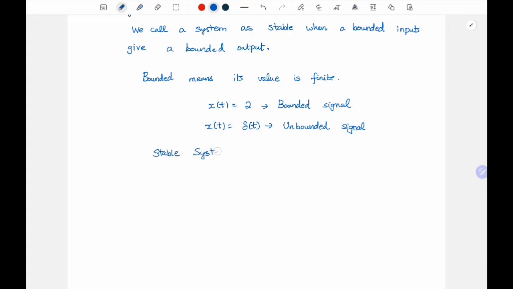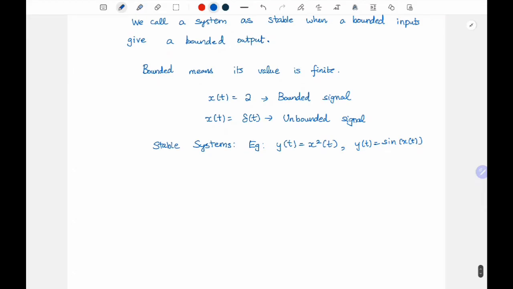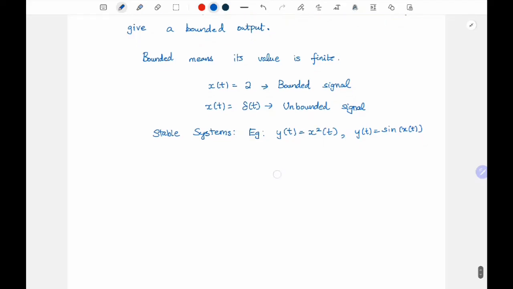Let's see some examples. You can take any number of examples. For example, y of t equal to x square of t. As long as x of t is bounded, the square of that is also going to be finite, right? So in that case, this is a stable system. And if you take another example, y of t is equal to sine of x of t, the output is going to be limited between +1 and -1 always for any bounded x of t.